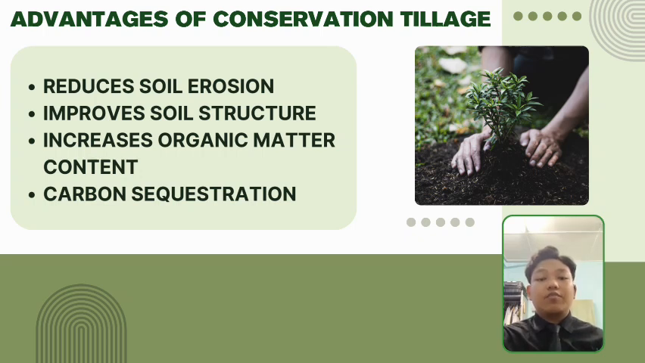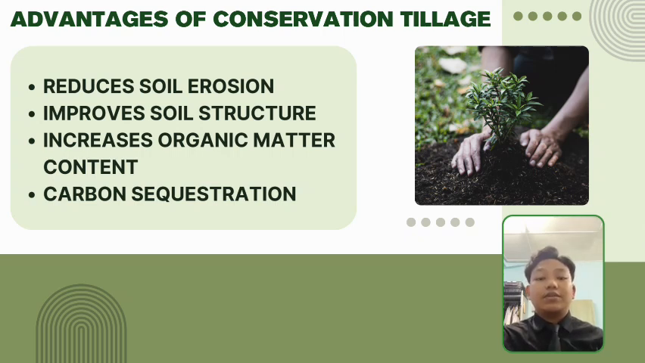Conservation tillage also improves soil structure. By minimizing soil disturbance, conservation tillage helps maintain the soil's natural structure. This will make it easier for plant roots to grow and allow water to move through the soil more effectively.